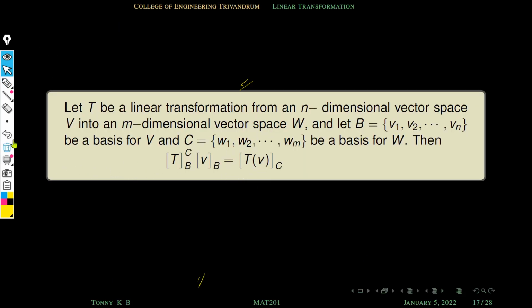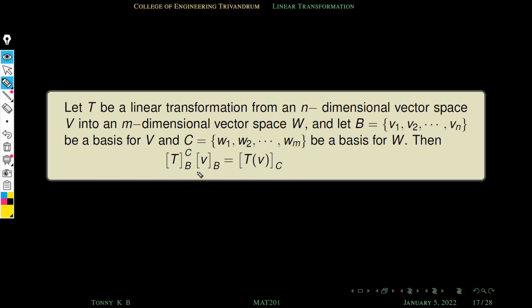See this. Let T be a linear transformation from an n-dimensional vector space V to an m-dimensional vector space W, and let B be a basis of the first one and C the basis of the second one. Then this is the relation between this matrix and the image.